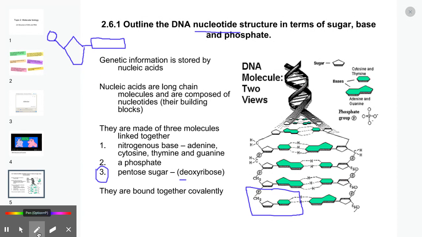So we have 2 covalent bonds here. One covalent bond joining our nitrogenous base to our sugar, to our deoxyribose, and another covalent bond connecting our deoxyribose to our phosphate here. Okay.